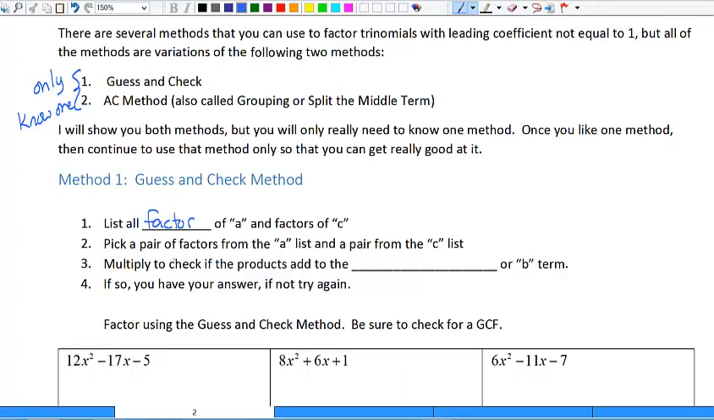So next I want you to pick a pair of factors from the A list and pick a pair of factors from the C list. And we're going to multiply to check to see if those products actually do add up to be the middle term, or sometimes we call that the B term. So if so, then you have your answer. And if not, well, you just got to try again. That's why this is called guess and check. Clearly, if you're guessing, you might not get it right on the first try. Lastly, you need to make sure you're checking for a GCF.